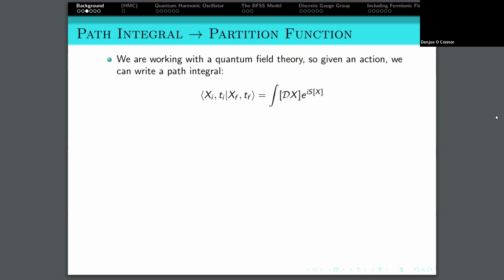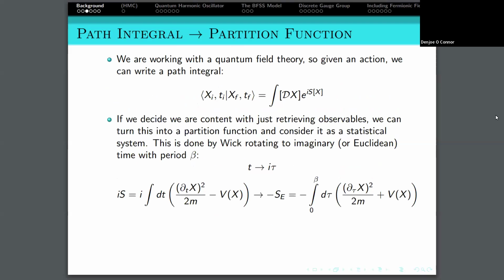So we're working with quantum field theory, so given an action we can write a path integral like this. And if we decide we're content with just getting observables, we're able to turn this into a partition function, and we can consider it as a statistical system. This can be done by Wick rotation, where we move from time to imaginary time. And what this allows us to do is, rather than having an imaginary input, we're able to move to something that resembles more of a partition function.